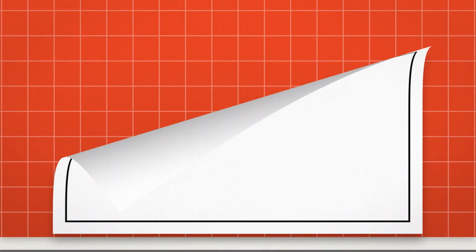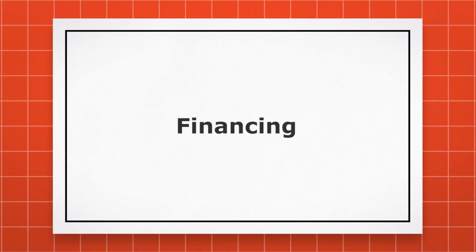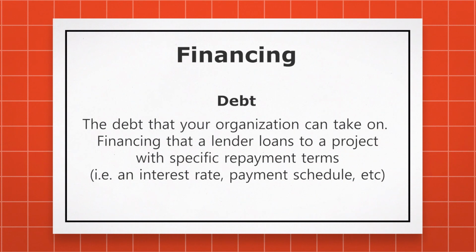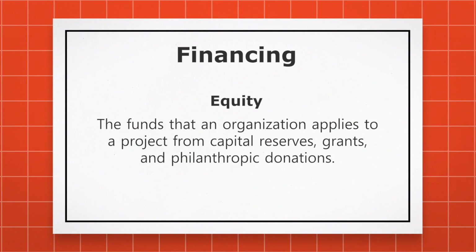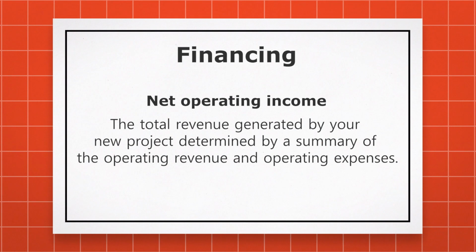The next item is financing, and we'll talk about that in more detail in the next video, so here's a brief overview. Financing for a project in a Proforma can be summarized using the following subcategories. Debt, which is typically a loan that your organization takes on through financing from a lender. Equity, meaning funds that are readily available like capital reserves, grants, and philanthropic donations. And finally, your organization's net operating income, which is the total revenue generated by the new project.